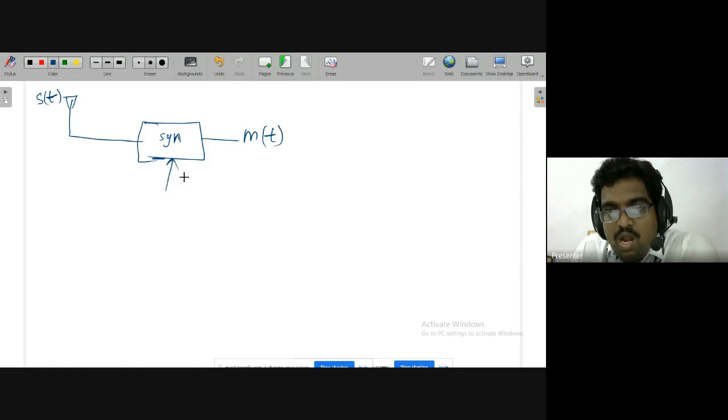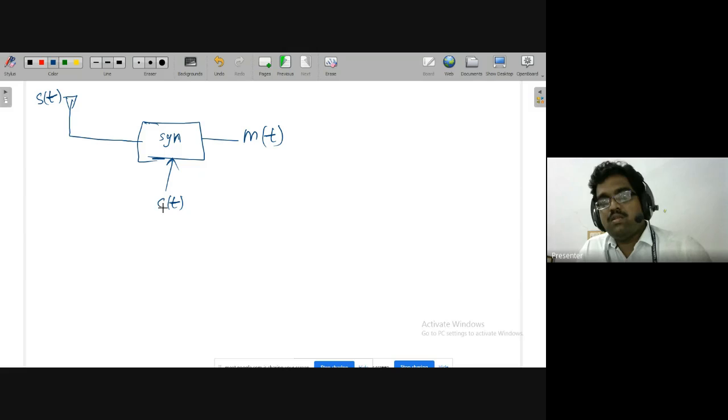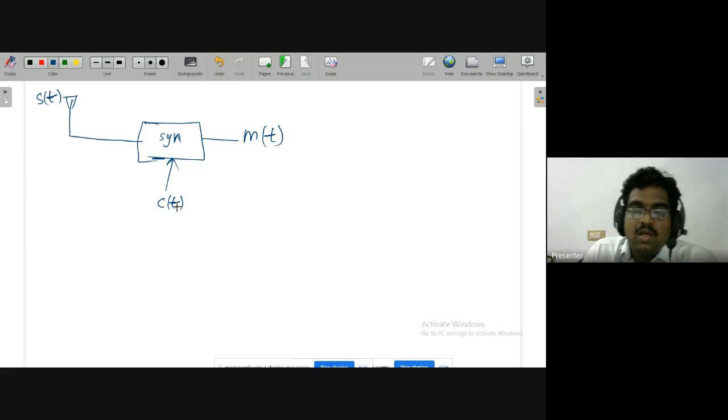Then you need carrier here. Okay, whatever the carrier that is used at the transmitter, same carrier you must produce at the receiver side without any phase difference. Same carrier you have to supply to the detector. Then only you will get the message signal. This is the synchronized system, synchronized receiver.